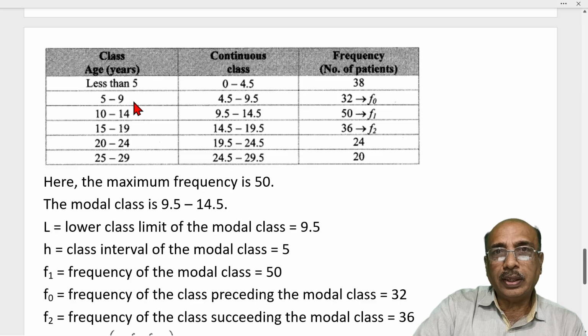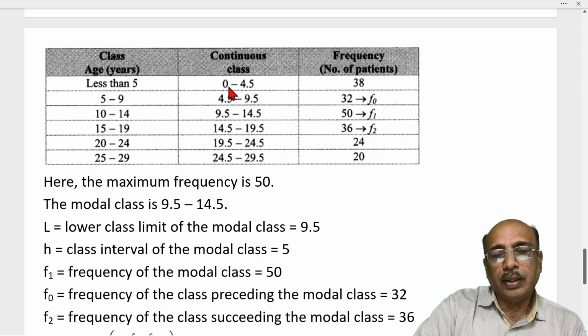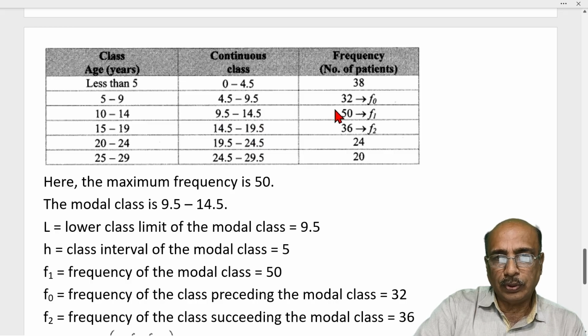As I told you, to make the class continuous, subtract 0.5 from the lower limit of the class and add 0.5 to the upper limit of the class. Here age will definitely not be negative, so the first class is 0 to 4.5, the next class is 4.5 to 9.5, the third is 9.5 to 14.5 and so on. Frequencies are as given. The maximum frequency is 50, so that will be the modal class.